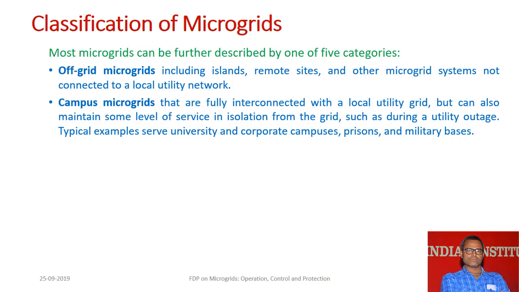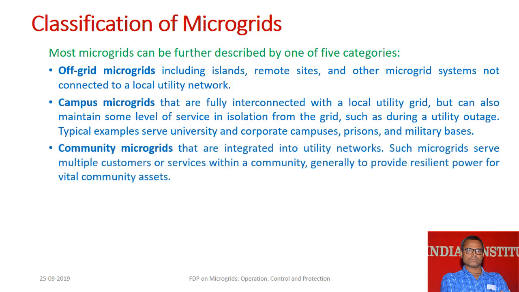And typical examples are the university and corporate campuses, prisons and military bases. Then community microgrids that are integrated into utility networks. Such microgrids serve multiple customers within a community, generally to provide resilient power for vital community assets. So this is a community microgrid. This is basically in a village, in a society, we can make for supplying to maintain the resilience of the power to the community, right?